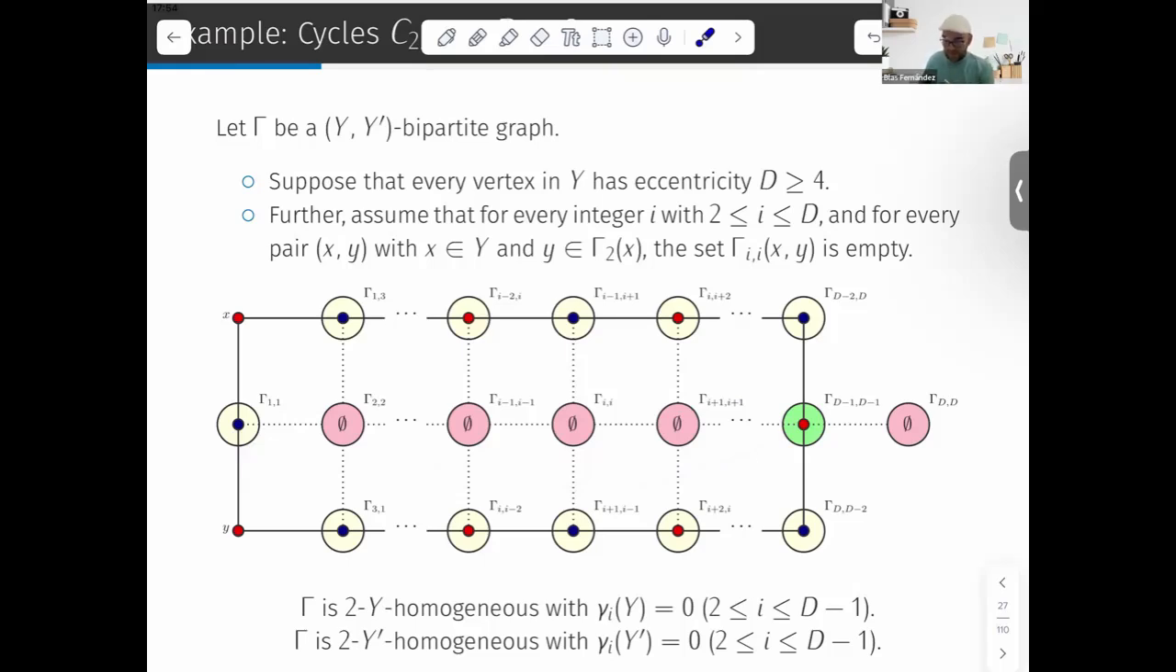So this means that when considering blue vertices, the graph is 2y homogeneous, but also if we consider the red vertices, the picture is the same, so it is also 2y prime homogeneous. And here the particularity is that all these scalars, gamma I, are 0. So this is a situation that may happen, but of course we are interested in some other situations where these scalars, gamma I, are not necessarily 0.